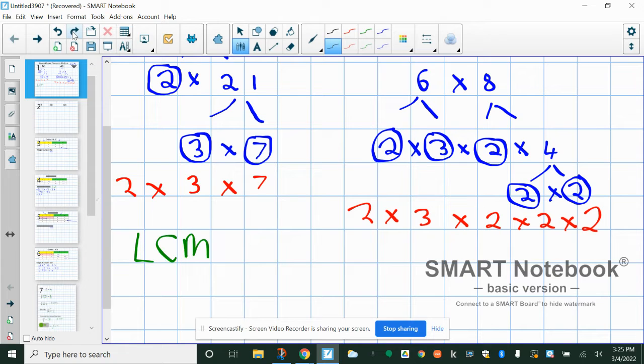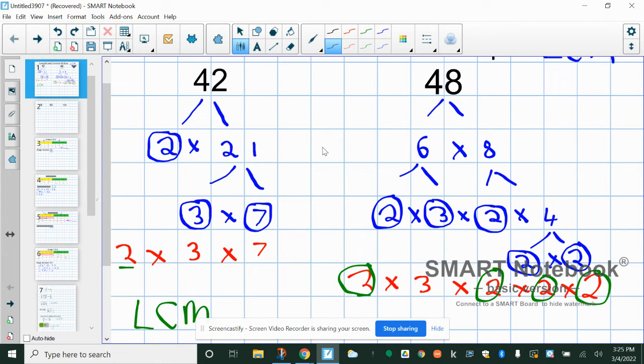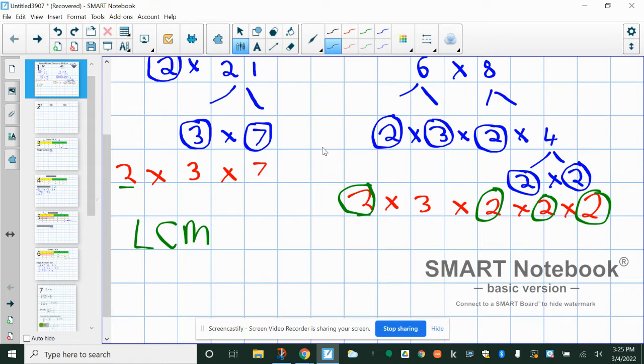Now, to find the LCM, I need to look at both prime factorization lists. In other words, the red prime factorizations for 42 and for 48. There's a 2 common to both lists. So what I do now is I look for the prime factorization which has the most amount of 2's. And it is indeed 48. It has 2 to the exponent 4 or 4 2's. So I write those 4 2's in my LCM number sentence.